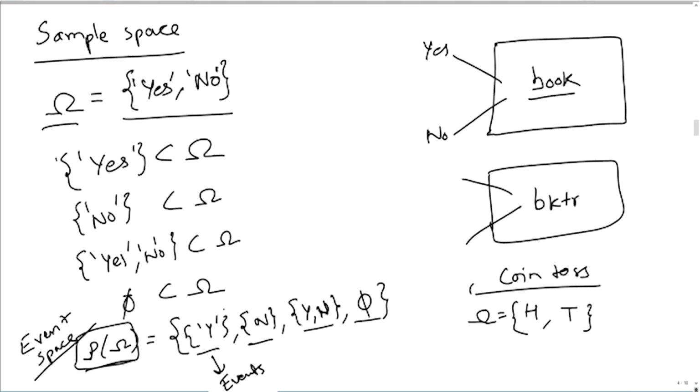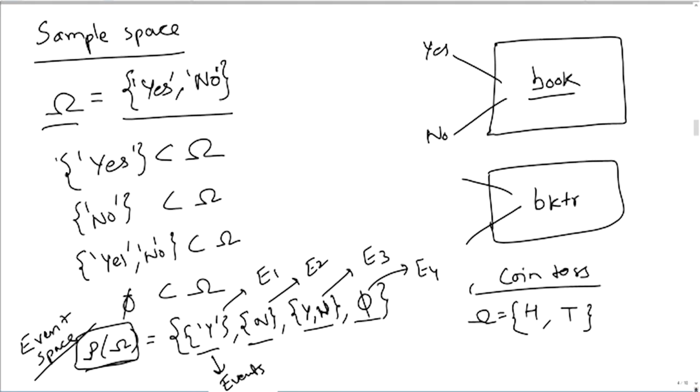We call them events. So you can call them, let's say this is event E1, this is event E2, this is event E3, and this is event E4. So there are 4 possible events in this experiment: yes, no, and phi. Notice that I'm making a distinction between an outcome and an event. Yes and no are outcomes. A set containing all the possible outcomes is the sample space.